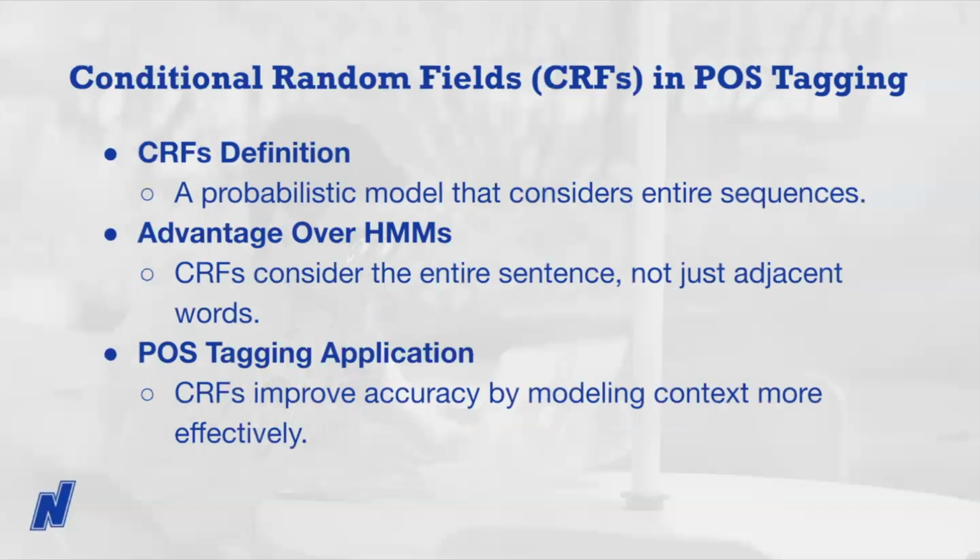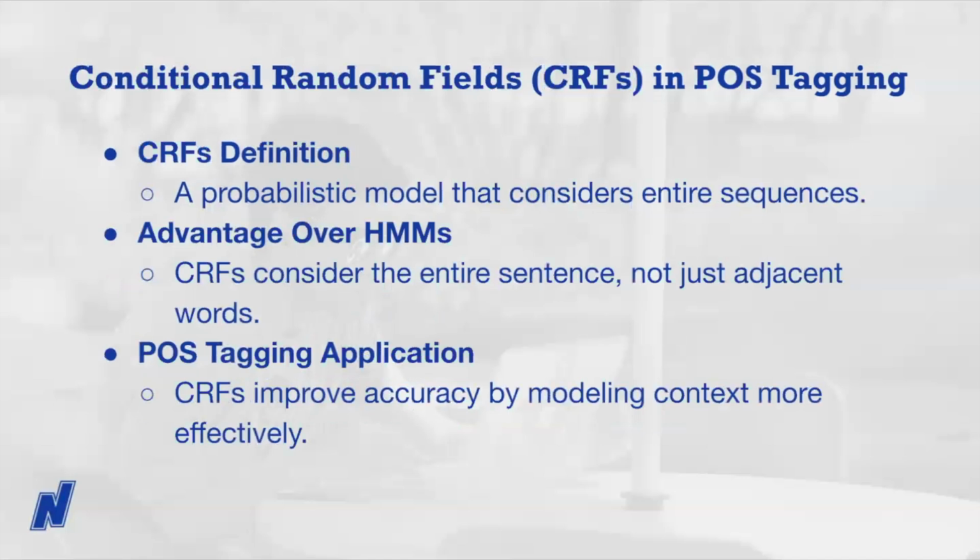This is crucial because the correct part of speech for a word often depends on the larger context, not just the word before and after. So, POS tagging within the CRF. We understand that CRFs are especially effective at handling sentences where a word's part of speech depends on long-range dependencies. For example, the word "bank" could be a noun, a financial institution, or a verb, to bank on something.